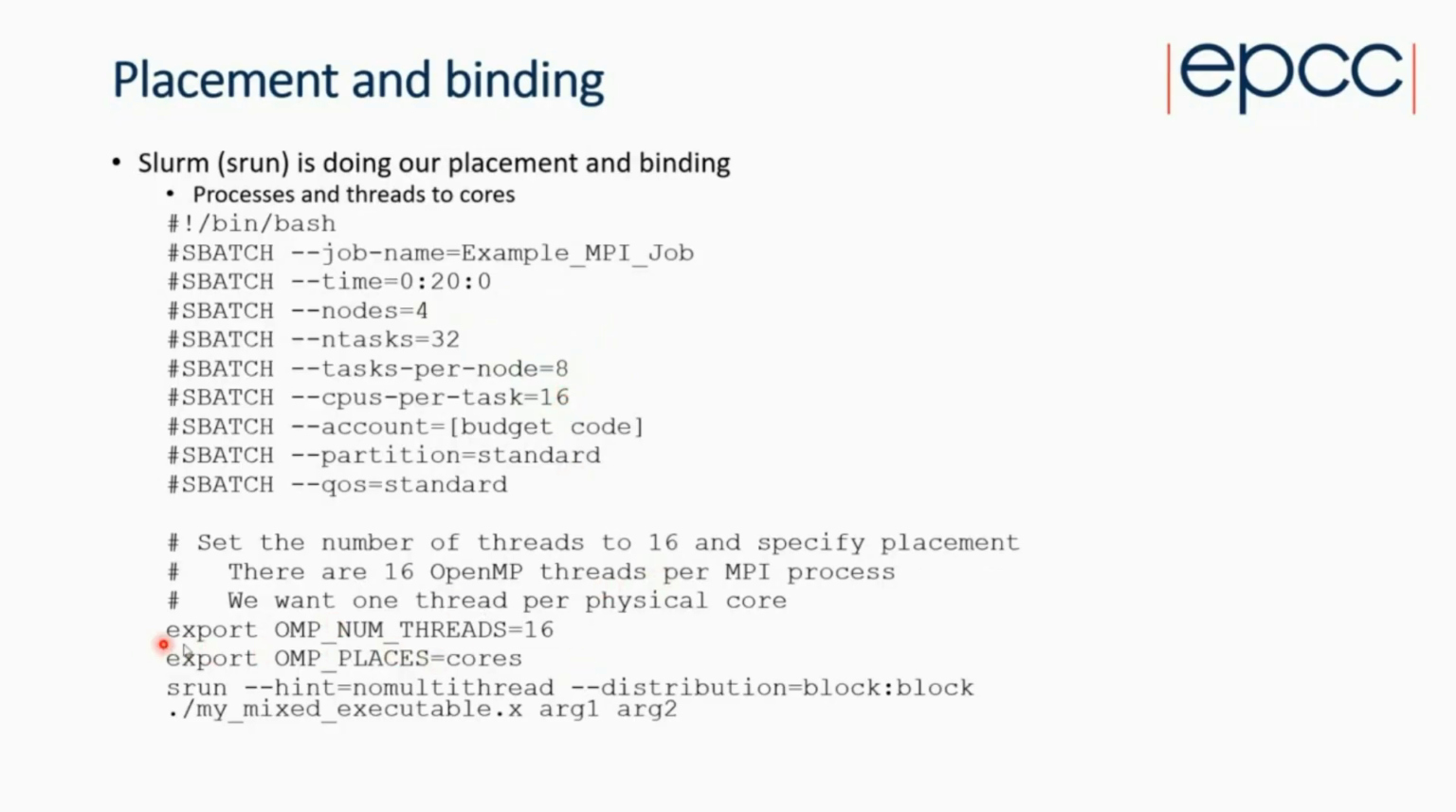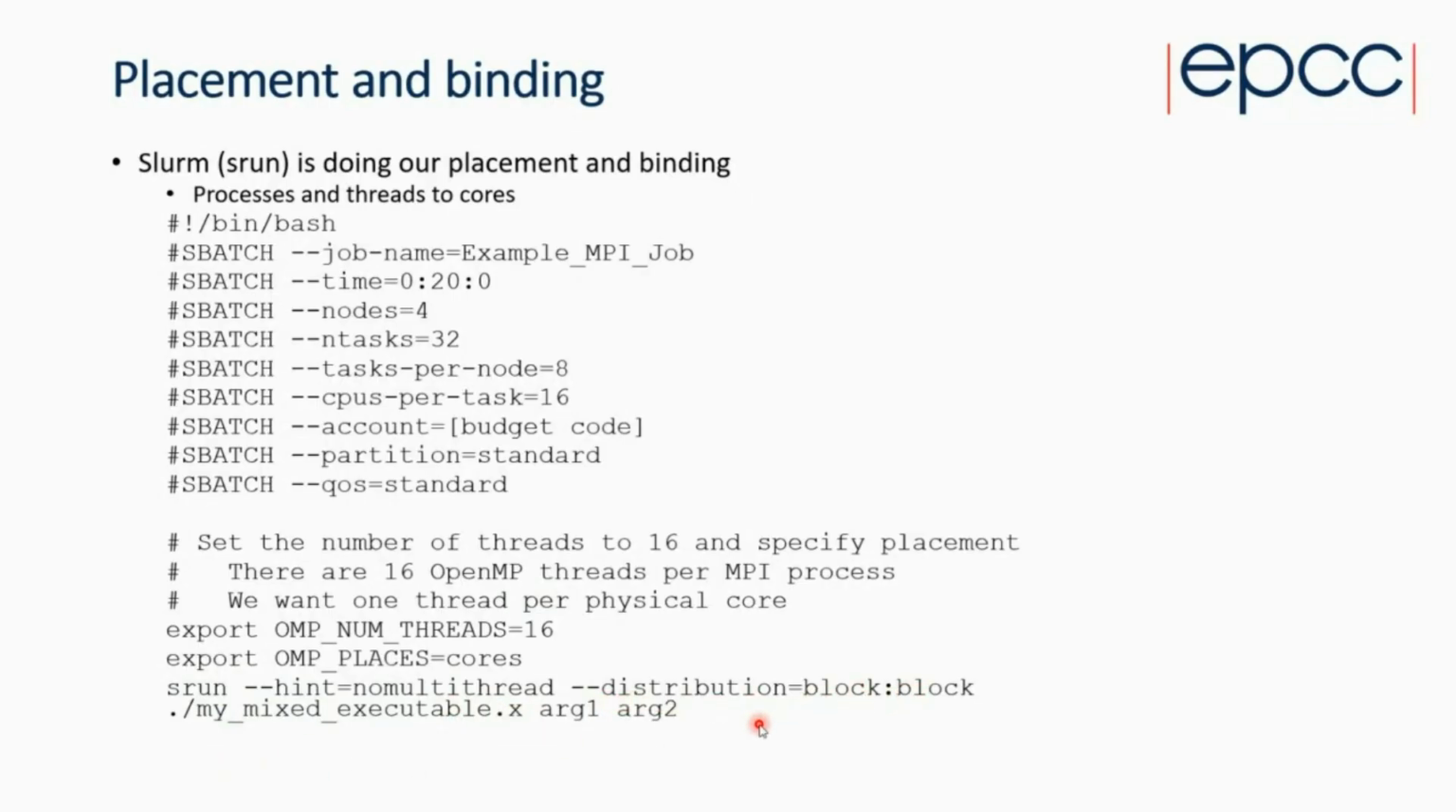And then down here, I can specify my number of OpenMP threads to be 16, and tell it to bind to cores by default, OMP places equals cores. So this is avoiding the hyperthreads. I should have introduced that properly, but the ARCHER2 nodes have 128 physical cores per node. Each one of those has 2 hyperthreads, so you can run 256 threads per node. And then I say here, srun hint equals no multi-thread, distribution equals block, and that will run my check.